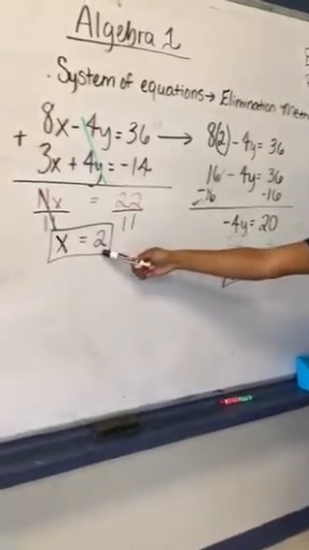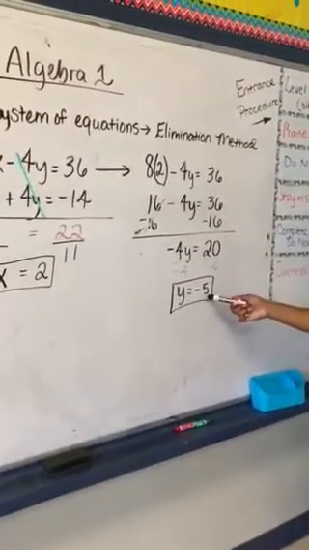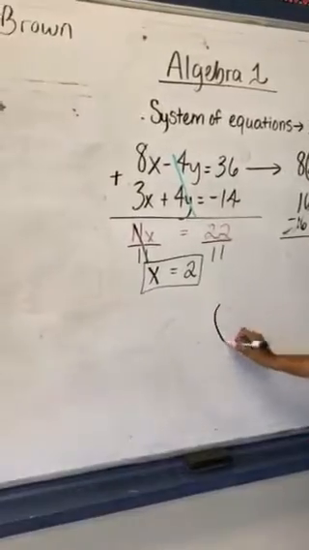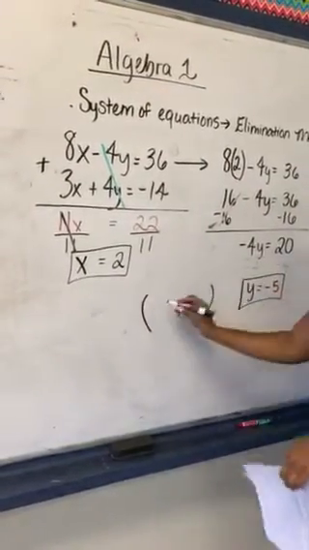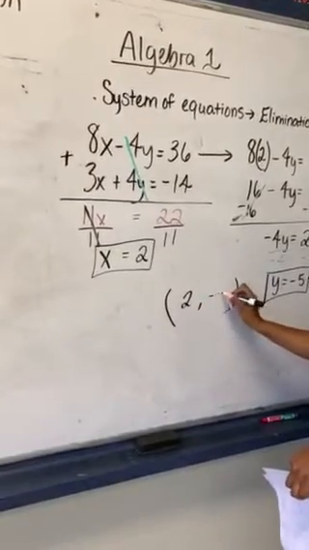I have my x value of 2, my y of negative 5, and now I'm going to write it as an ordered pair because I can graph this solution of where these two equations meet. So I have 2 and negative 5.